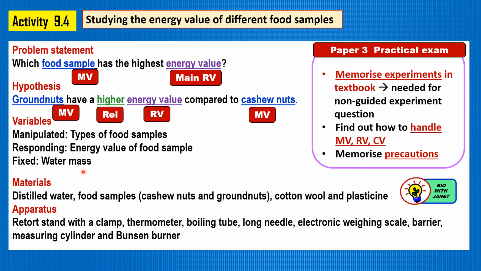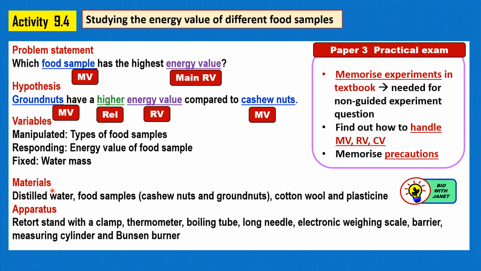Now the fixed variable is the water mass and also the distance between the food sample and the boiling tube. So you must put the food sample as close to the boiling tube as possible, so that when the food sample is burning, more of the heat energy released will be used to raise the temperature of water, and less heat energy will be lost to the surroundings.